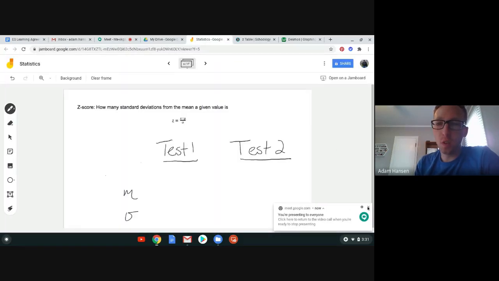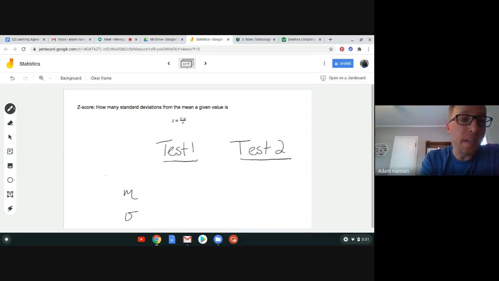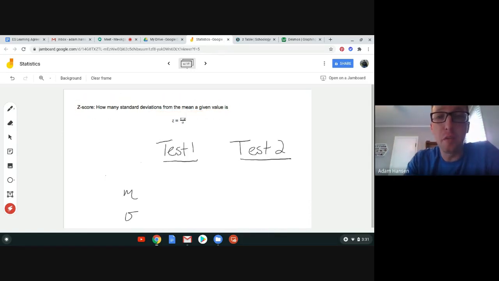Hello, everyone. We're going to go ahead and continue on with our standard 5 work here on normal distributions by talking about what a z-score is. A z-score, by definition, is how many standard deviations from the mean a given value is. And for our formula here, z equals the value x minus the mean mu divided by the standard deviation sigma.